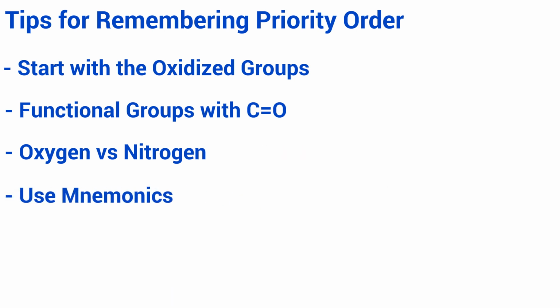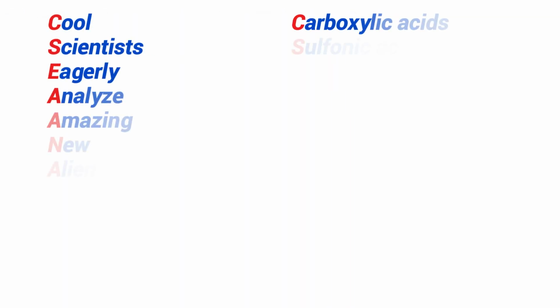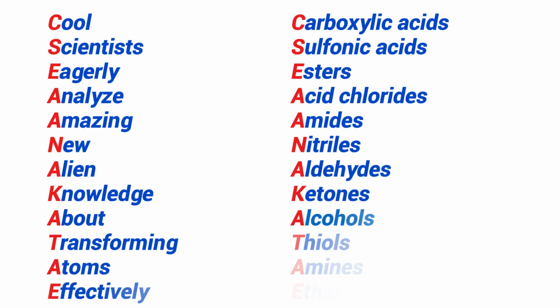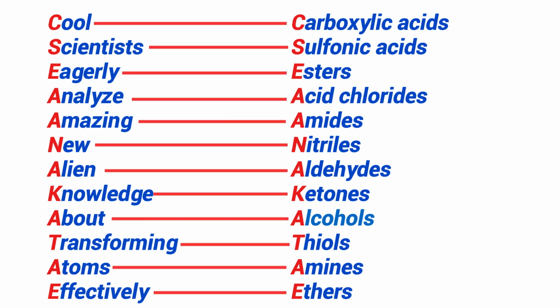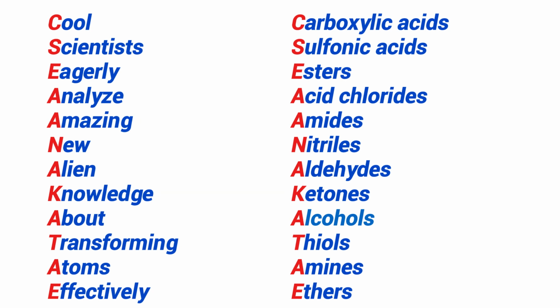Use mnemonics. Create a phrase that helps you remember the sequence, such as cool scientists eagerly analyze amazing new alien knowledge about transforming atoms effectively. Each first letter could stand for a functional group in priority order.